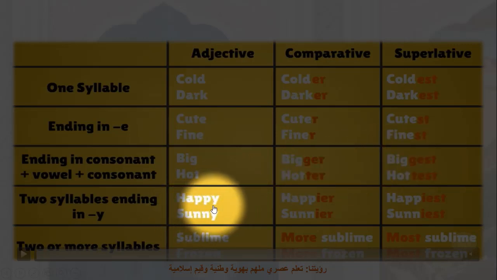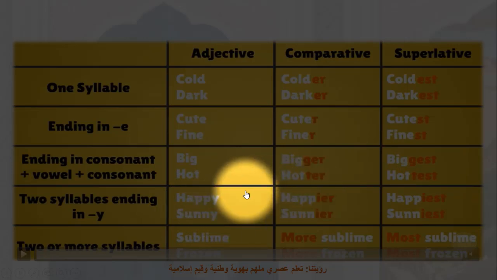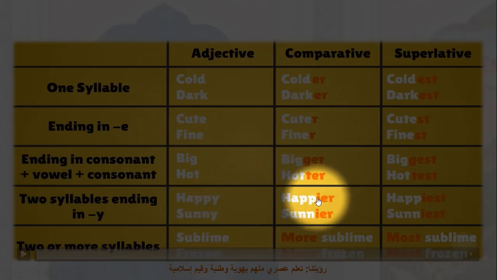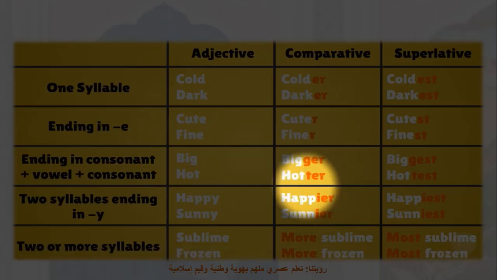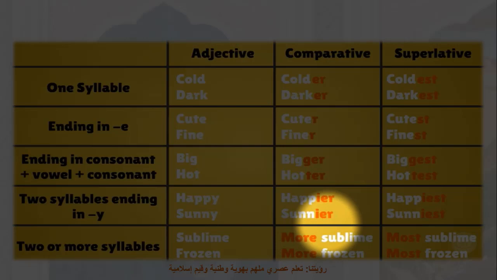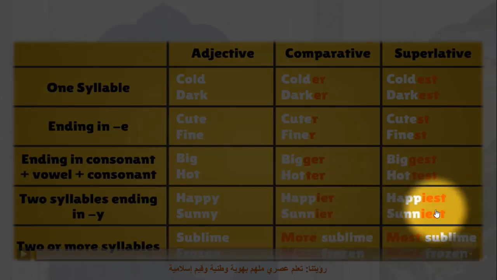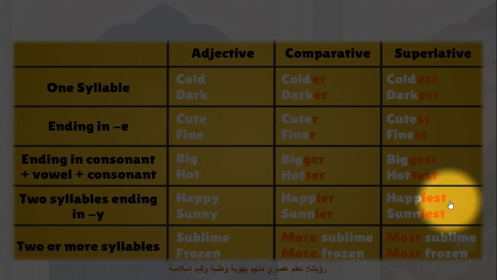Adjectives ending in Y like happy and sunny need to have the Y deleted or erased, and next we need an ER. And we will talk about happier as an adjective, and of course we will replace the Y with an I, and we will add EST to get the superlative. And so Selim will be happier than Ahmed, and actually he's the happiest.